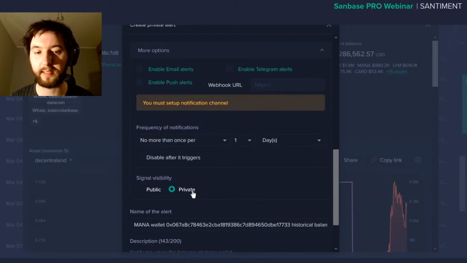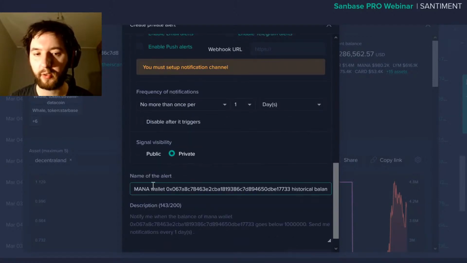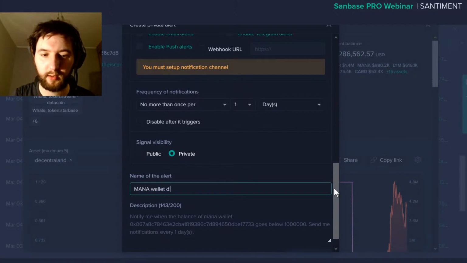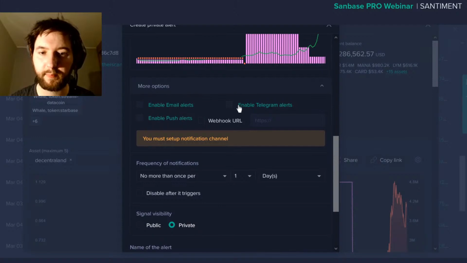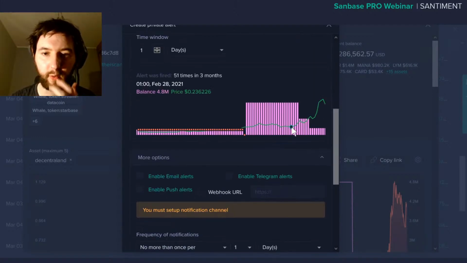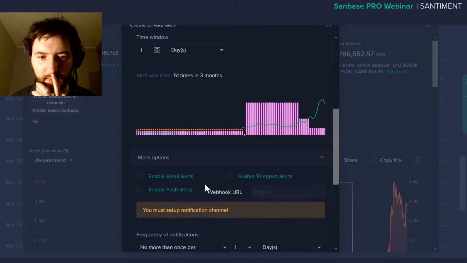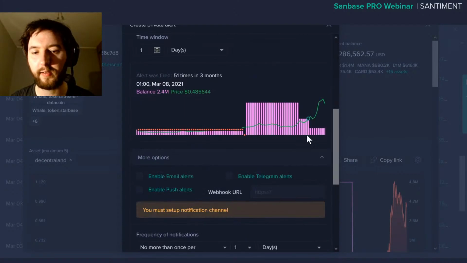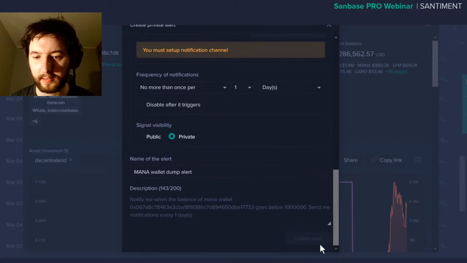You can put this signal to be private or to be public so that other people in the Santiment community can copy trade you. And you can name the alert whatever you want. So name it Mana Wallet Dump Alert, right? You set it up how you want to set it up. For some reason, I have Telegram alerts enabled. Maybe I'm on a different account. And in general, at the end, you just click here, submit, and your alert will be created.